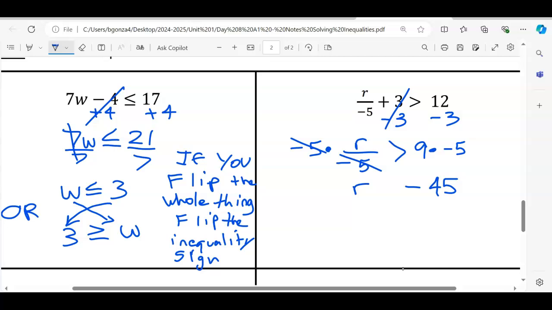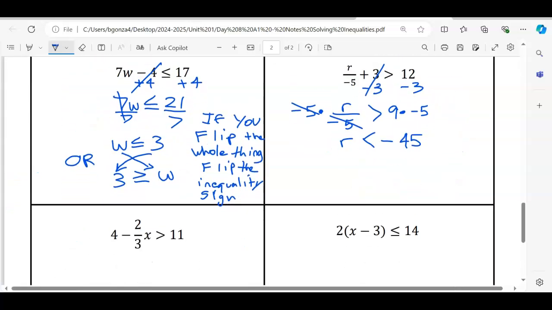Do I flip the inequality sign? So let's think about it. I multiplied by a negative. So again, that is one of the situations where you got to flip the inequality. So greater than becomes less than. Okay. You flip it because you multiplied by a negative. Okay.